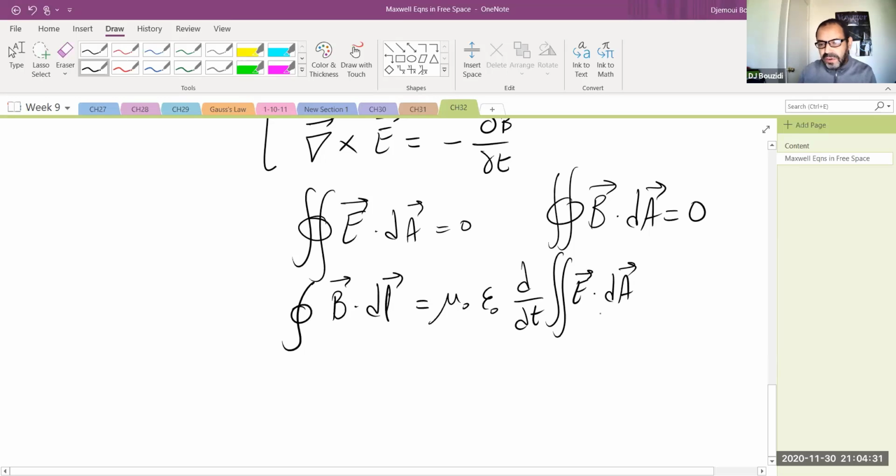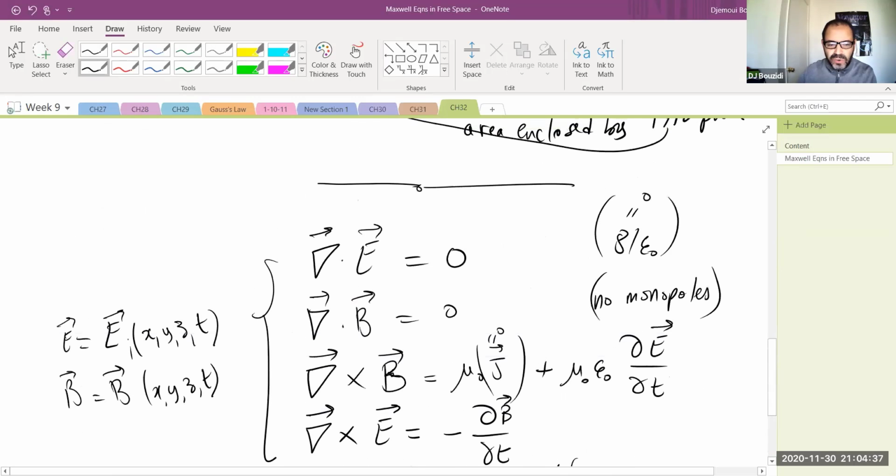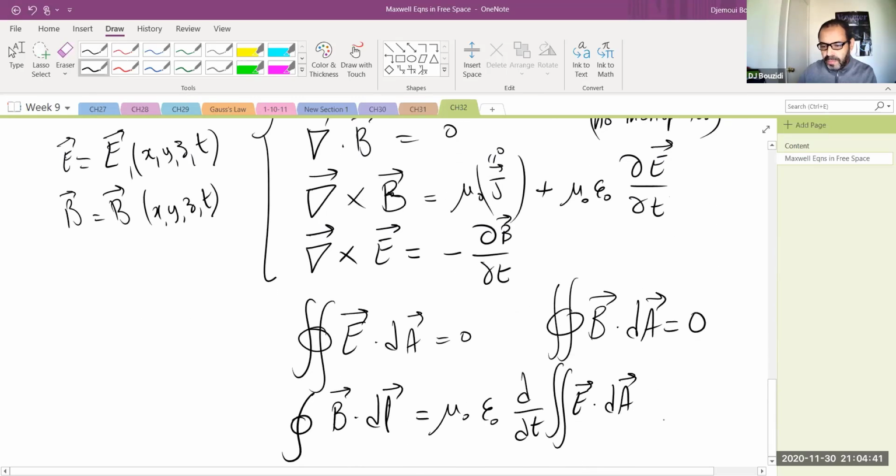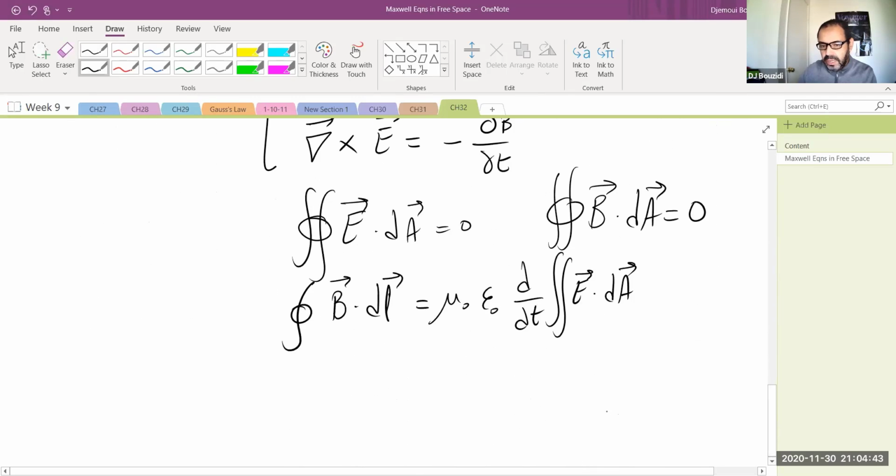Because here we're integrating over space, so we're getting rid of any spatial dependence. So this function at the end, once we integrate it over that surface, is going to be just time dependent. So that's why there is no need to do partials in this case. It's a straight derivative with respect to time.